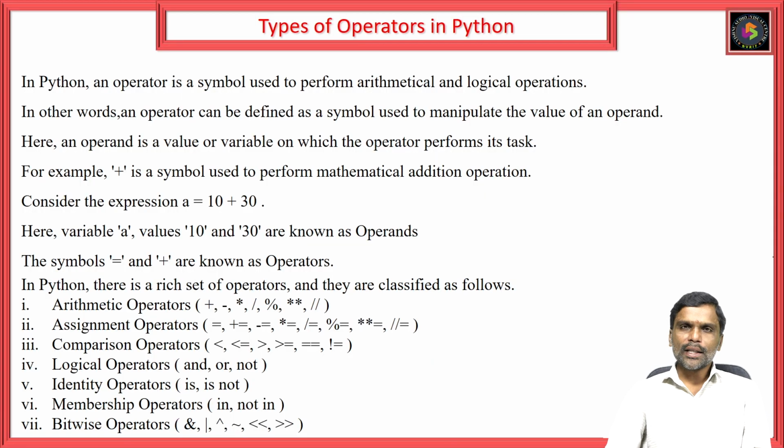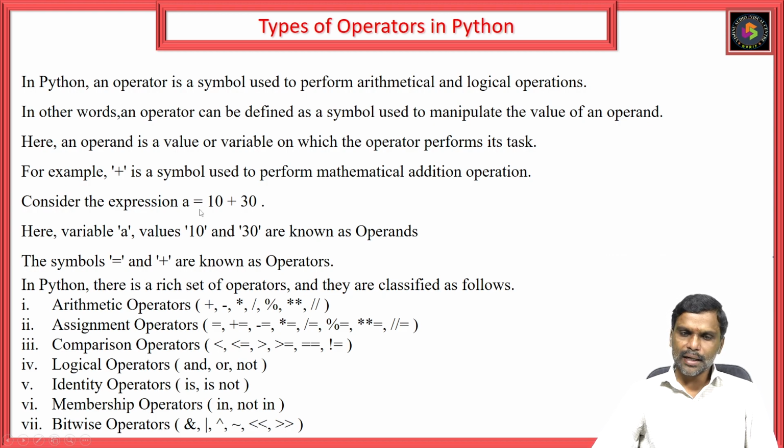Okay. So, what is an operator? First, you should know what an operator is. An operator is a symbol that can be used to perform some arithmetical and logical operations. In other words, operators can also be defined as symbols that are used to manipulate the value of operands. For example, here you can see I have given an example. Plus is a symbol that can be used to perform the mathematical addition operation.